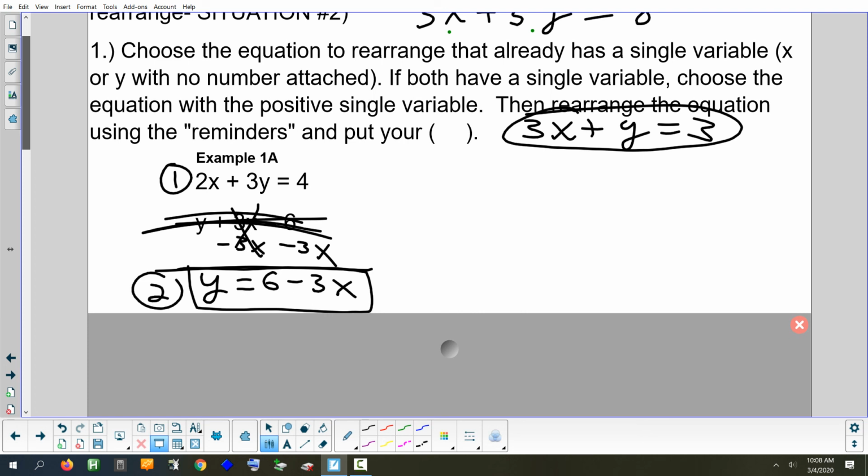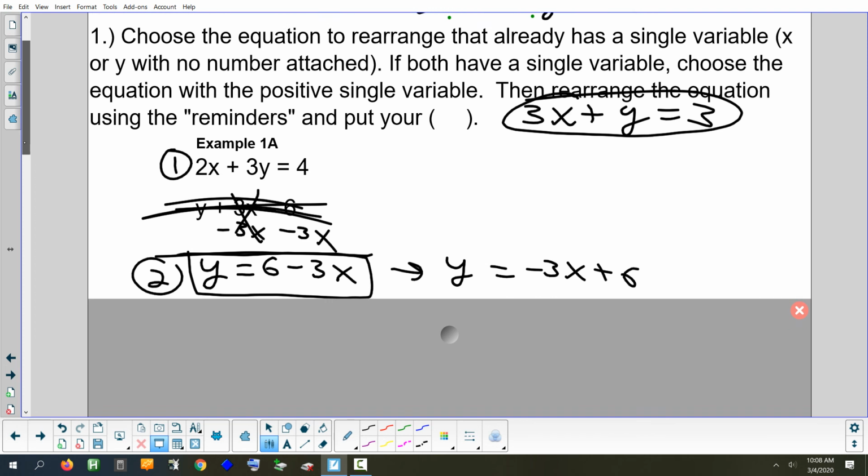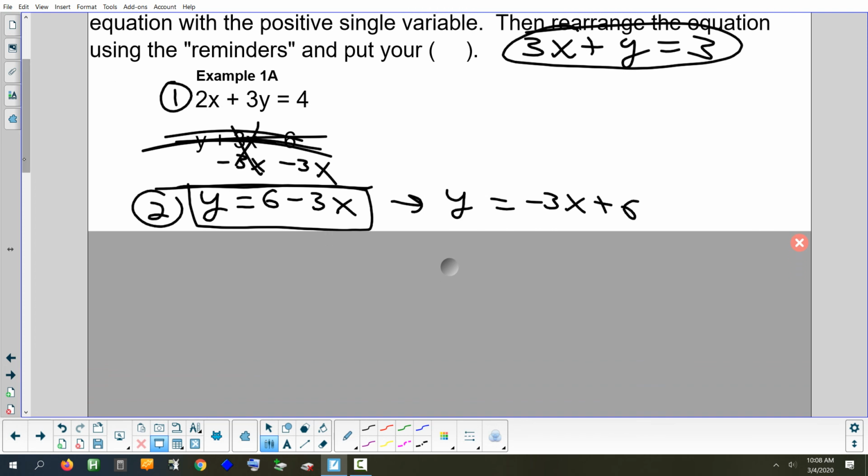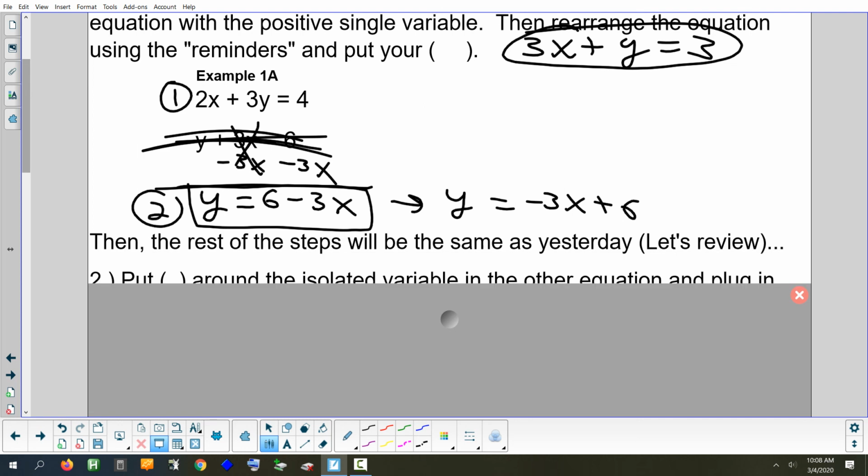Doesn't it need to be plain, y plus m? Only if you're going to graph it. If you're not going to graph it, that's technically okay. You're not wrong if you want to do this. That's exactly the same thing. If you do that, that's probably a good habit to get into, but it's not necessary if you're not graphing. Okay, so now we've got y by itself in the second equation.